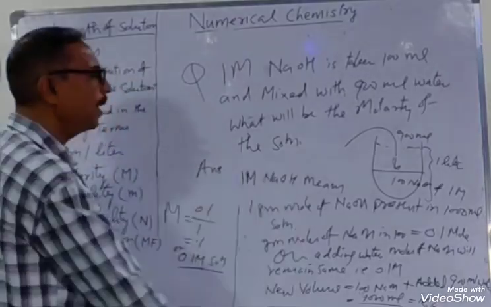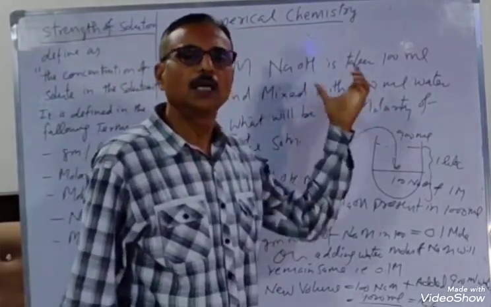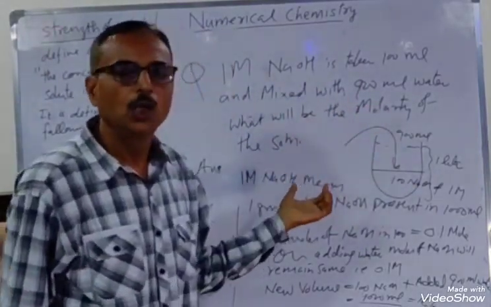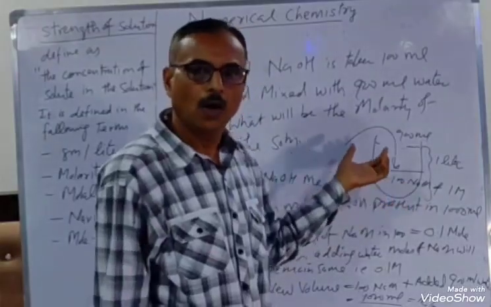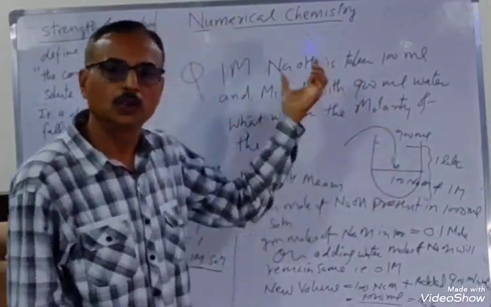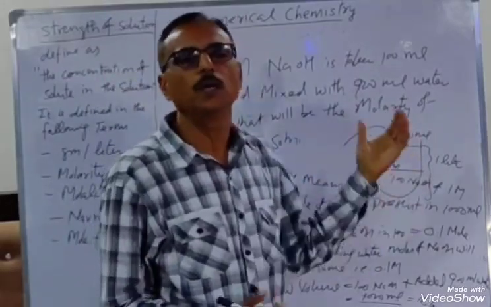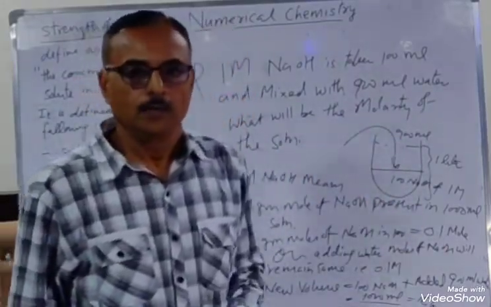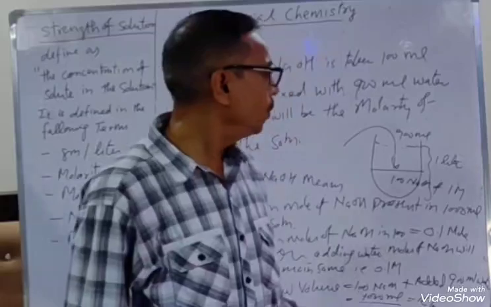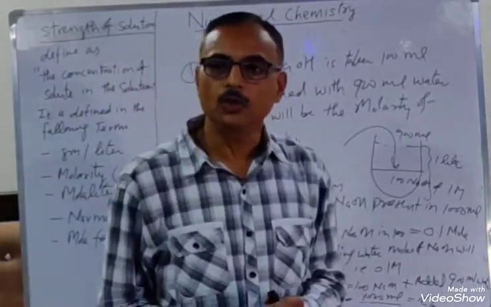So it is very simple. Molarity is the number of gram moles of solute. You convert the volume of the solution into liter and solute quantity into gram moles, then divide by the volume, you will get the molarity of the solution. So I think you have understood better.